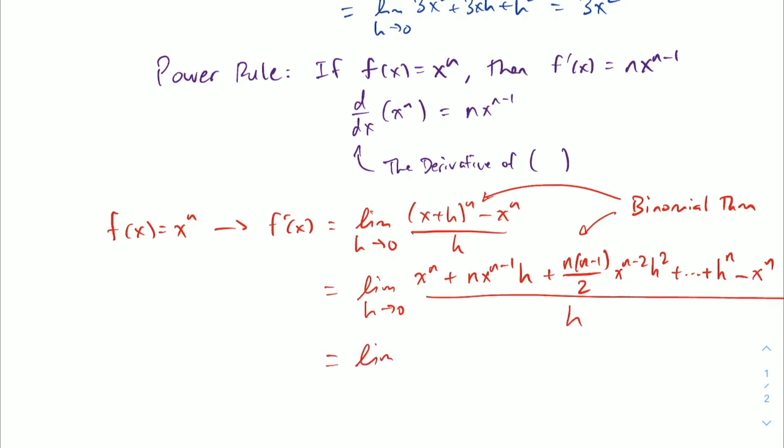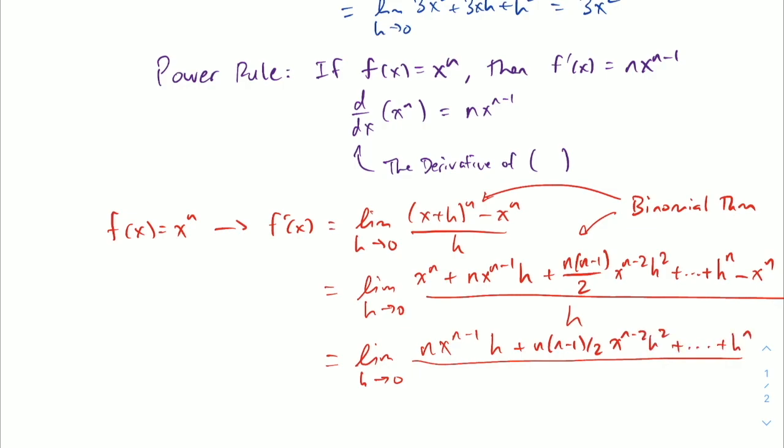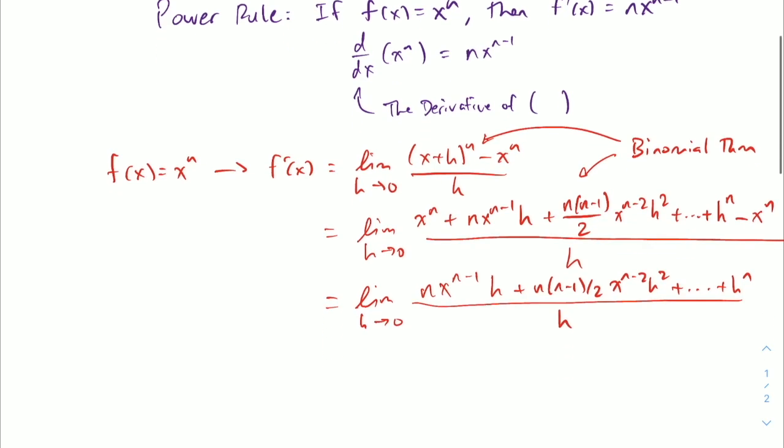All right, so the x to the n's are going to go away. We'll be left with n times x to the n minus 1 times h, and then we have n times n minus 1 over 2, x to the n minus 2, h squared, and all the way to h to the n. Now all those terms have h in them, so we can divide everything by h. We'll be left with n x to the n minus 1 plus n times n minus 1 over 2 x to the n minus 2 times h, and the last term will be h to the n minus 1.